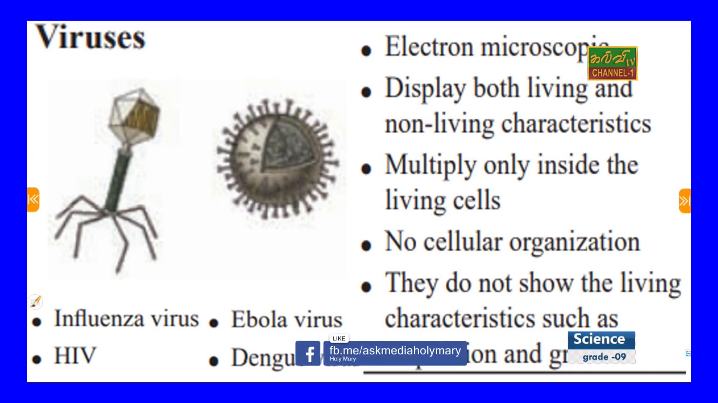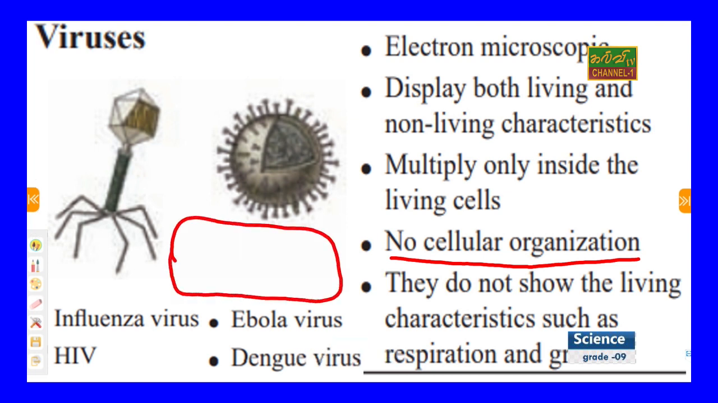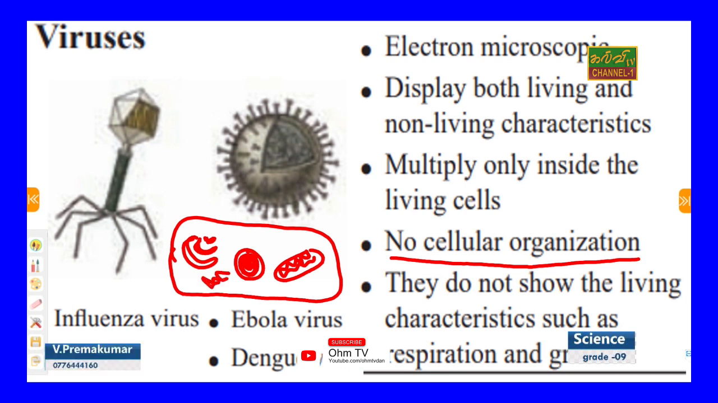Anyway, no cellular organization. No cellular organization means that normal cells have a nucleus, mitochondria and Golgi bodies. These are available in normal cells; we call them cell organelles. But these are not available in the virus.